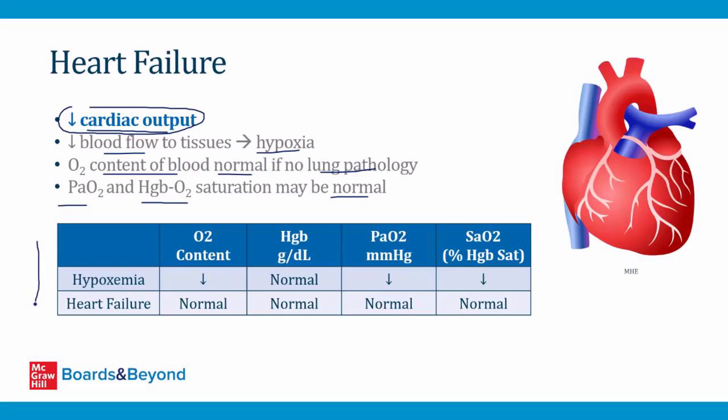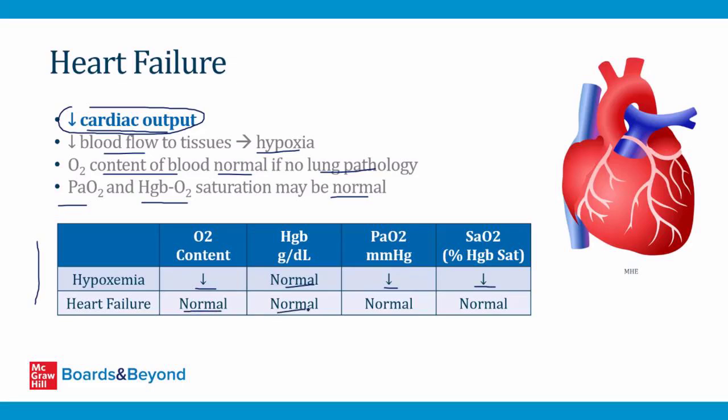So let's look at this table on the slide here. I'm going to come back to this table a lot. These are the kind of things you want to know at a basic level of what's causing the low oxygen content of blood in a given disorder. So in hypoxemia, there's a decrease in oxygen content of blood because of a low PaO2, which causes a low SaO2. The hemoglobin concentration is normal. In heart failure, as I said, if there's no lung pathology, you can have normal oxygen content of blood.